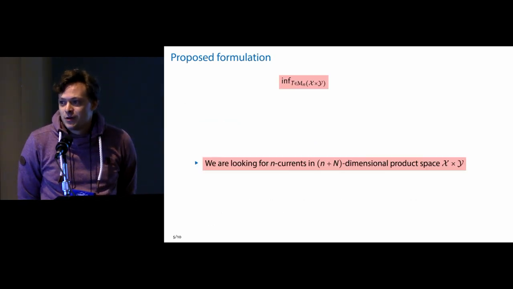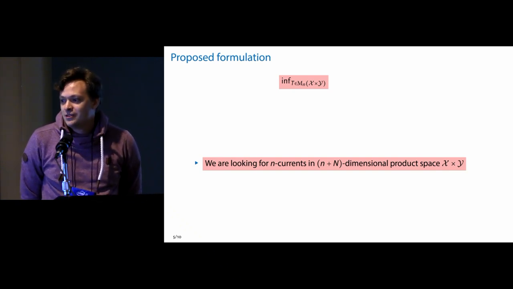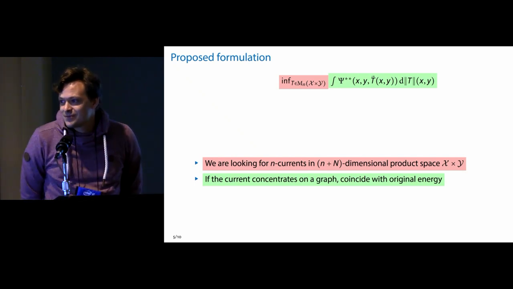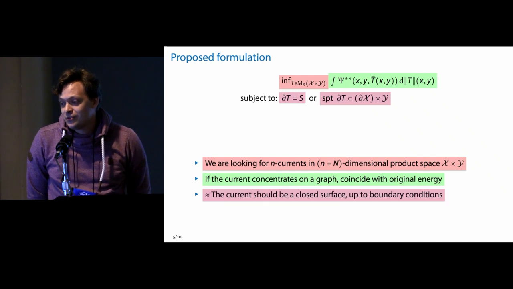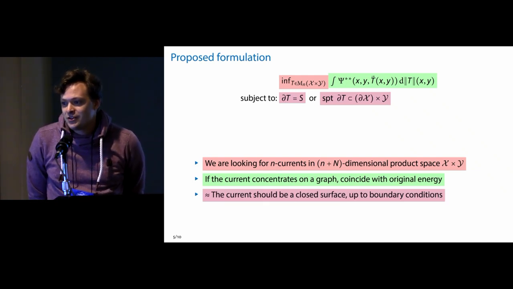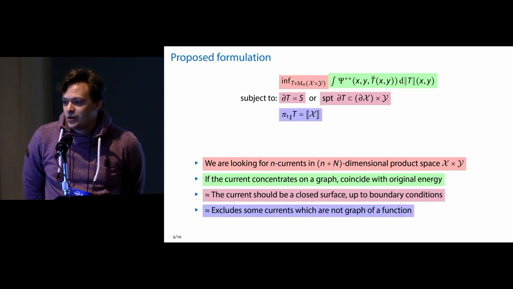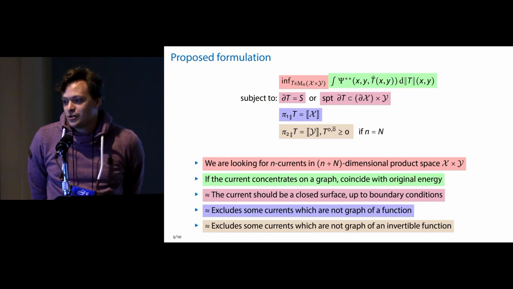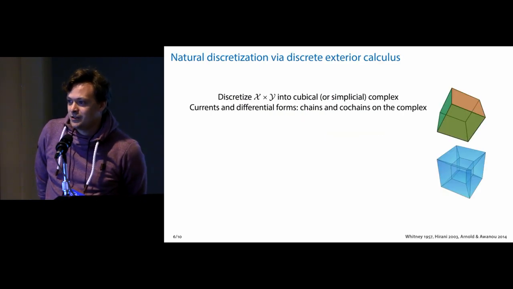So here's the proposed convex formulation. We minimize over n-dimensional currents in the n plus n-dimensional product space. The cost is chosen in such a way that if the current concentrates on the graph of the function, we coincide with the original energy. We add further linear constraints, which exclude currents that don't correspond to closed surfaces, or surfaces which are not the graph of a function or the graph of an invertible function. Notice also the similarity to the Kantorovich relaxation in optimal transport.